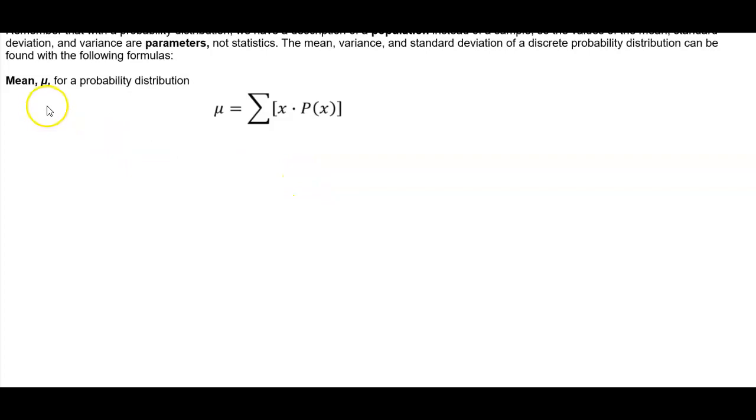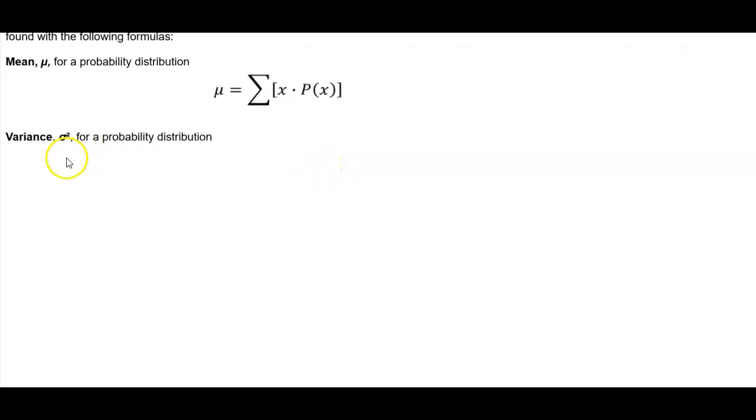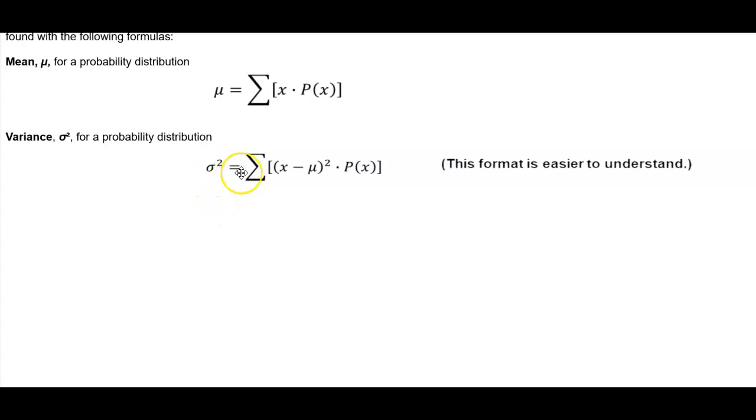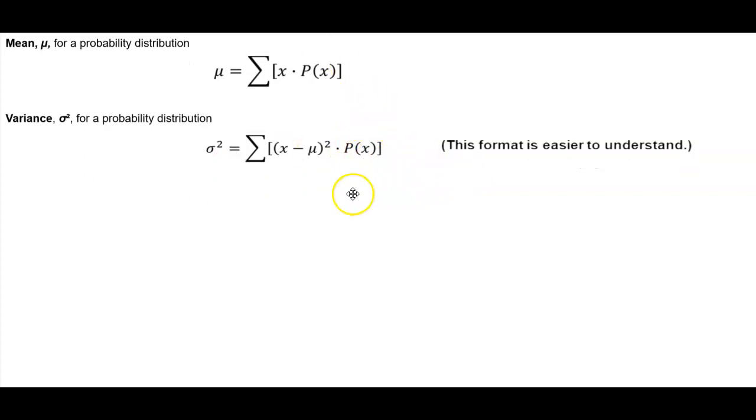Now, for the mean of the probability distribution, we have mu, which is equal to the sum of the quantity of the data value x times its probability of that variable x. Now, for the variance, which is sigma squared for a probability distribution, the variance is equal to the sum of the quantity of the data value minus the population mean squared times the probability of that data value. This format is just a little bit easier to understand.